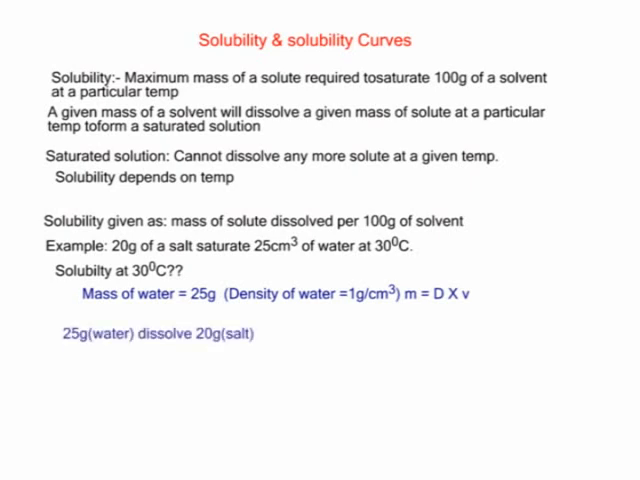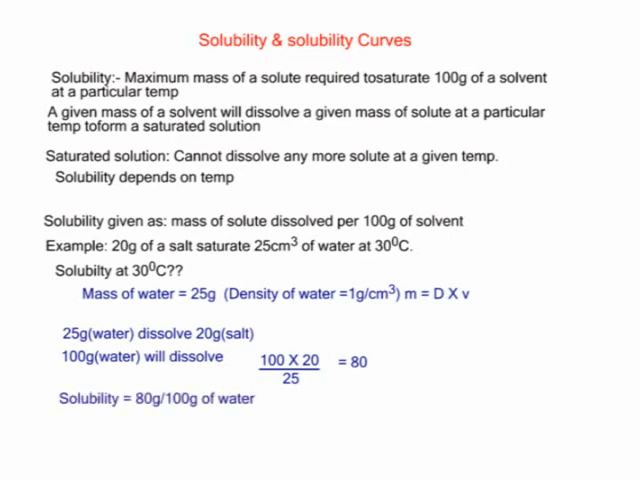So 25 grams of water dissolve 20 grams of the salt. So 100 grams of water will dissolve how much? We calculate 100 times 20 over 25, which gives us 80 grams. So the solubility of this salt at 30 degrees Celsius is 80 grams per 100 grams of water. Solubility can also be given in terms of moles per liter of the solute at a given temperature.